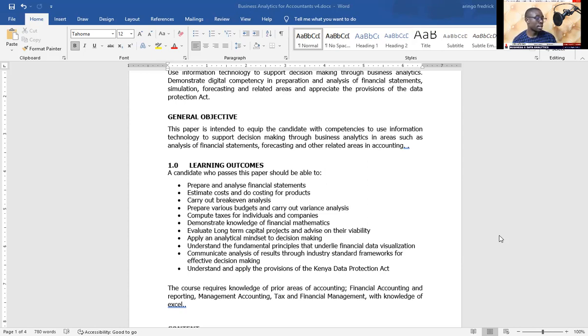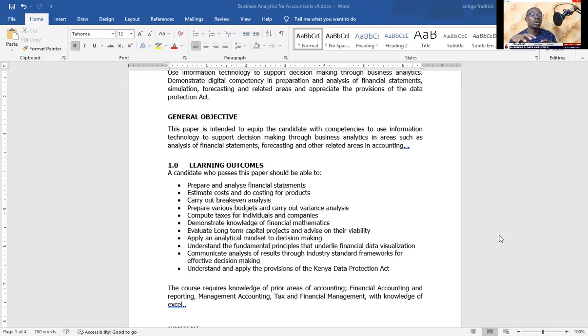So you'll find that at this point, it will be very important that you incorporate the knowledge that you had studied earlier on when it comes to financial accounting, financial reporting, management accounting, financial management. All this knowledge, you have to incorporate them very, very well.